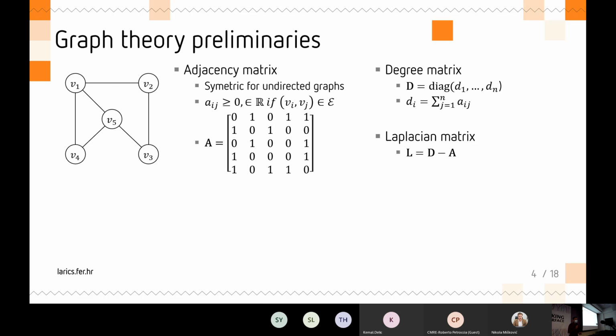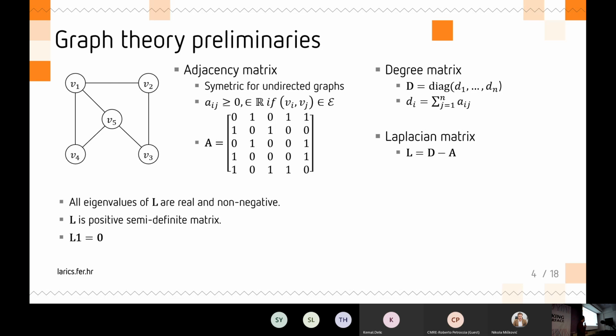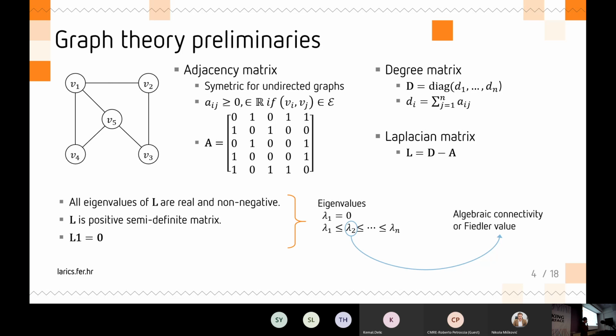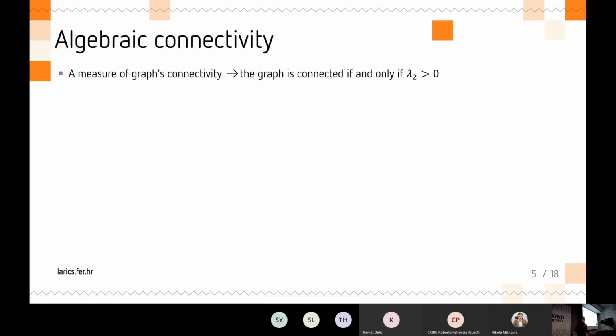The Laplacian matrix has some neat properties. For example, it's a positive semi-definite matrix, and all of its eigenvalues are real and non-negative, which means that always at least one of the eigenvalues is equal to 0, and the other ones can be sorted in ascending order. The second smallest value is called algebraic connectivity, or Fiedler value, and we will be using this as a measure of the connectivity of the network. So if this lambda 2 is equal to 0, then we say the graph is disconnected. Otherwise, the larger lambda 2, the stronger the connectivity.